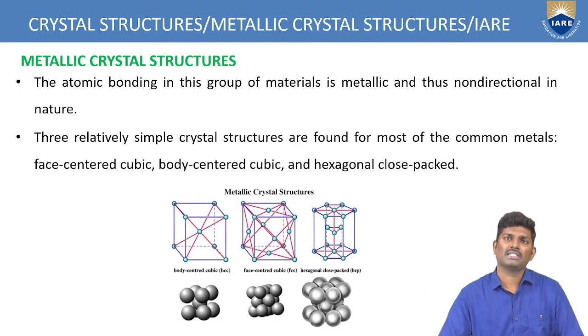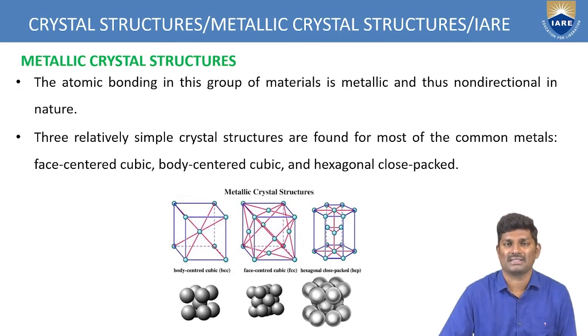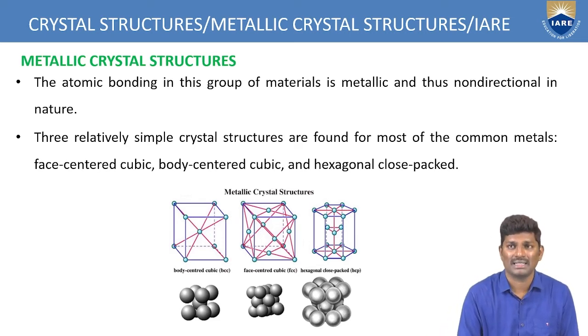Now the other thing is the metallic crystal structure. What is the metallic crystal structure? It means the atomic bonding in this group of materials is metallic and thus non-directional in nature. The atomic bonding in this group relates only to metals, wherever the metals are bonding to each other and non-directional in nature. That type of thing is called a metallic crystal structure.